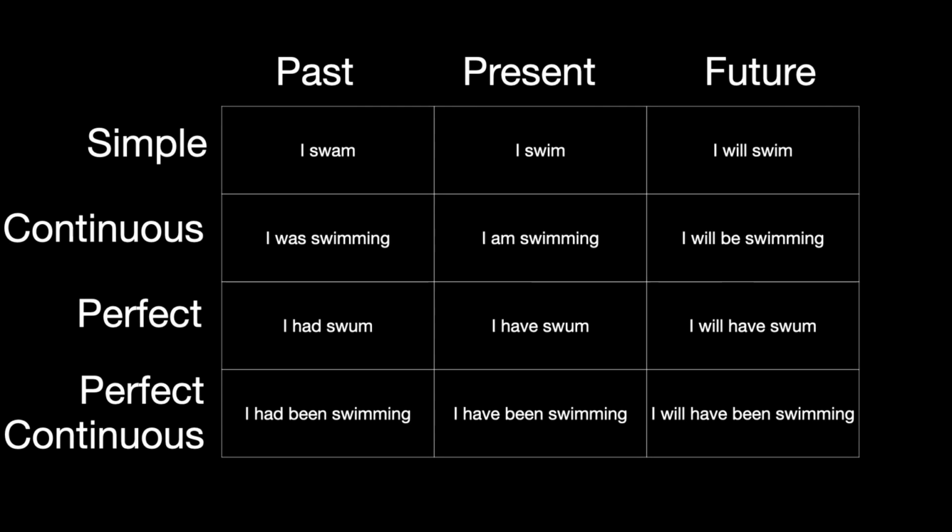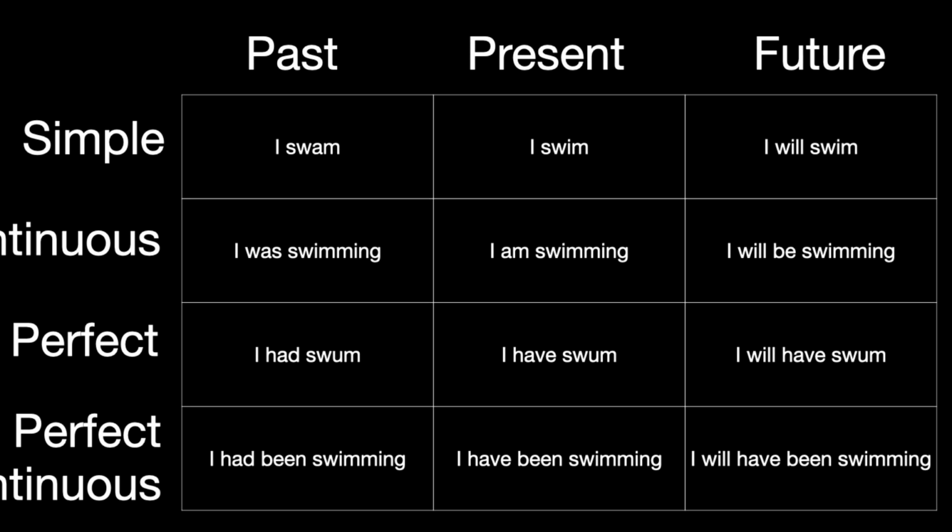Now, perfect is where it gets a little bit tricky. Here, we have to use swum, which is that third form of the chant that we learned in school, right? Swim, swam, swum. But by combining this swum with the verb to have or had, we can make our perfect tenses. And perfect continuous is simply combining the ing form with that have-had verb structure, where we would get combinations like I have been swimming, I had been swimming, and so on.